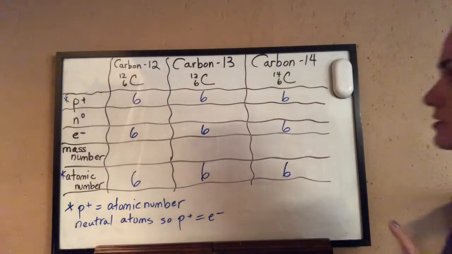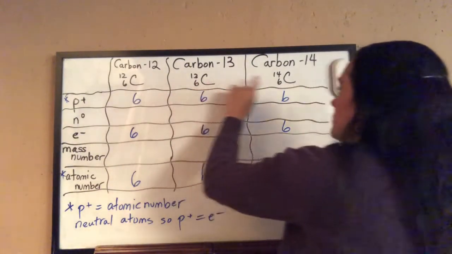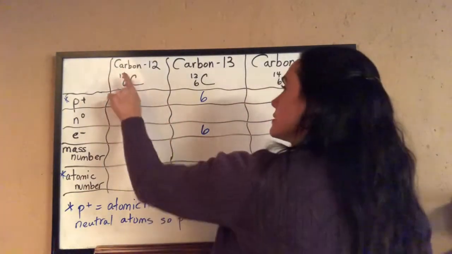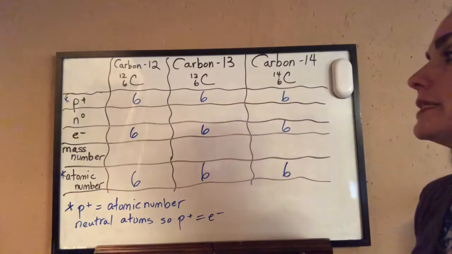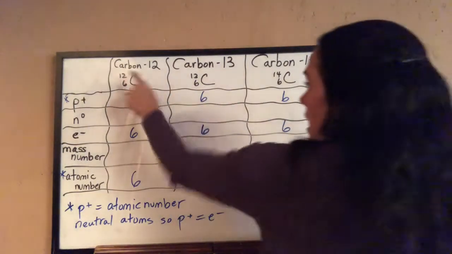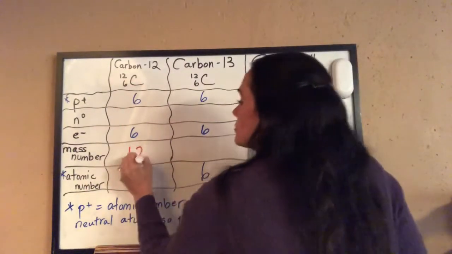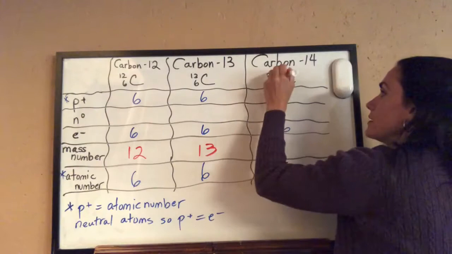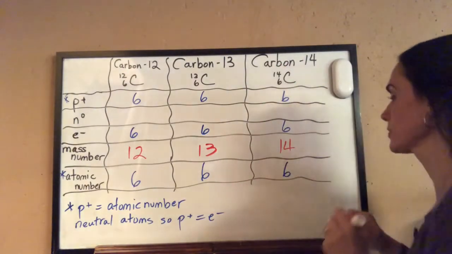Now, these are isotopes, so they're written with a nuclear symbol or an isotope symbol. And remember that the number in the top left corner is the mass number. So the mass number for carbon 12 is 12. The mass number for carbon 13 is 13, and carbon 14, it's 14.